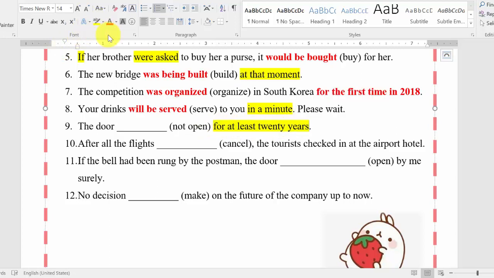Okay, for at least 20 years. When you see a question like this, for at least 20 years, usually when you see duration, you will think that it should be a present or past perfect continuous tense, right? But since in this question the door cannot open itself, it must be opened by someone, so it should be a passive form.